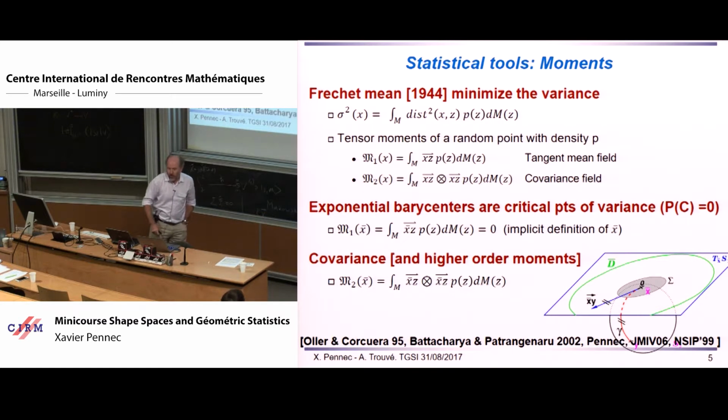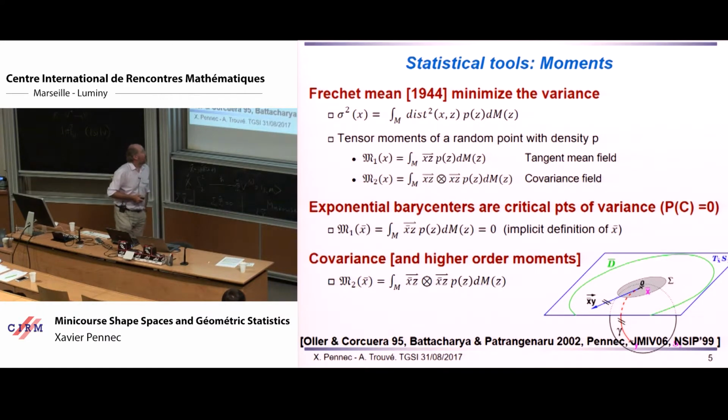And to define the mean value, we have to change the definition. What Fréchet proposed for metric spaces is to take a property of the expectation, which is that it minimizes the variance, and to take that as the new definition. And that works in our Riemannian spaces. So we can minimize the variance.